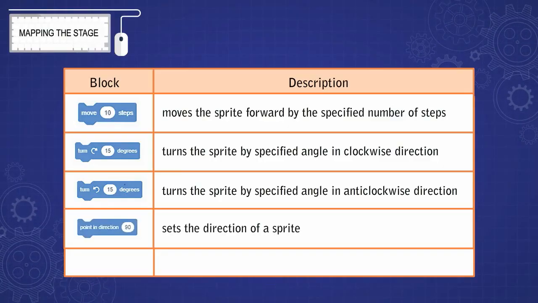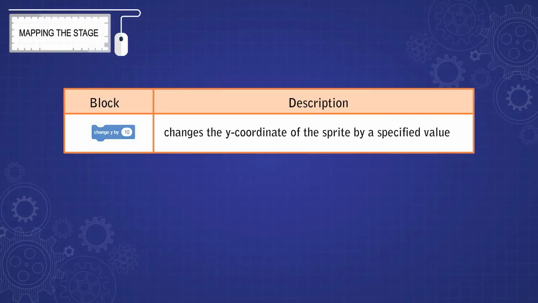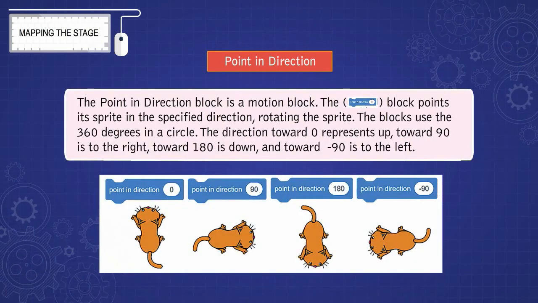Point in direction 90. It sets the direction of a sprite. Change x by 10. It changes the x coordinate of the sprite by a specified value. Change y by 10. It changes the y coordinate of the sprite by a specified value. Point in direction. The point in direction block is a motion block. The point in direction 0 block points its sprite in the specified direction, rotating the sprite.